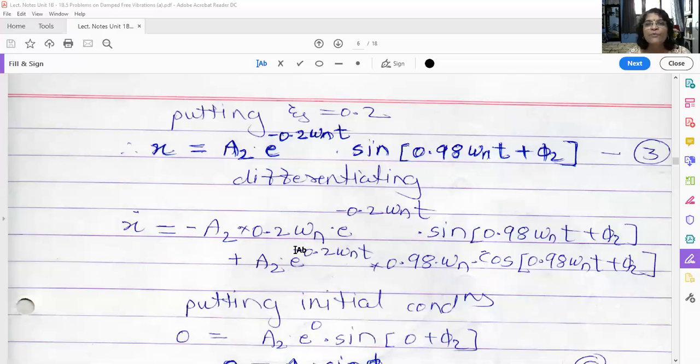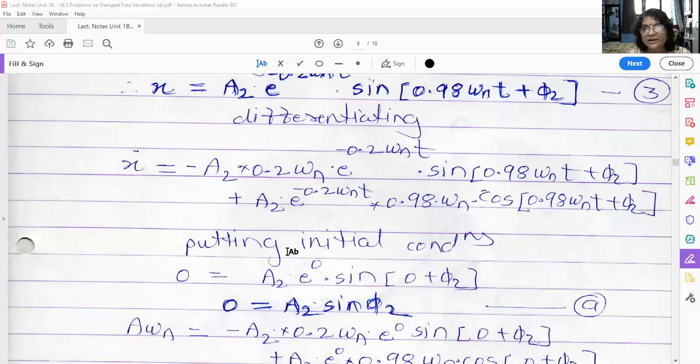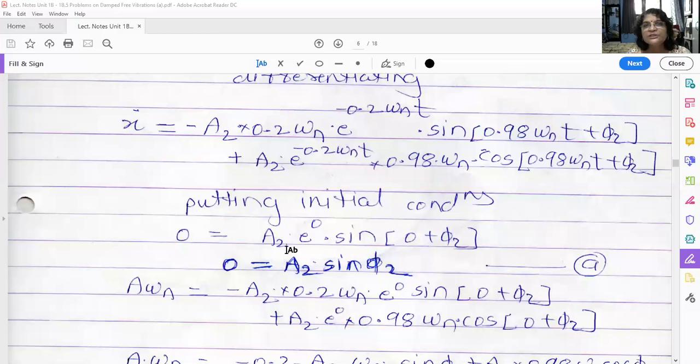Okay. Now first put the first initial condition, that is x is equal to 0 at t is equal to 0.